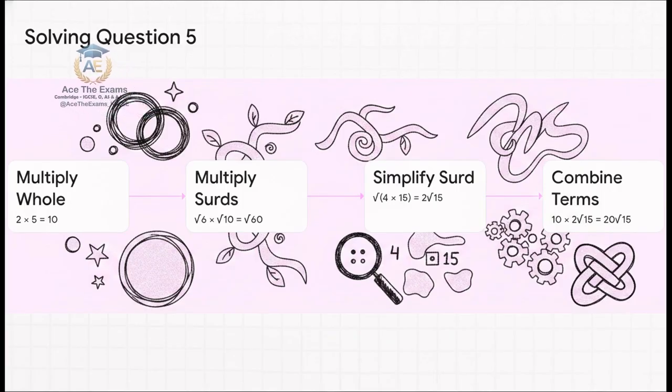But wait, are we done? No way. Remember that command phrase, as simply as possible? We have to simplify root 60. How do we do that? By pulling out the highest perfect square that divides evenly into 60. In this case, that's 4, because 4 times 15 is 60. The square root of 4 is a neat whole 2. That leaves the 15 stuck inside the root. So root 60 becomes 2 root 15. Finally, step 4, multiply that newly extracted 2 by our original outside 10. 10 times 2 is 20, giving us our final, fully simplified answer, 20 root 15.